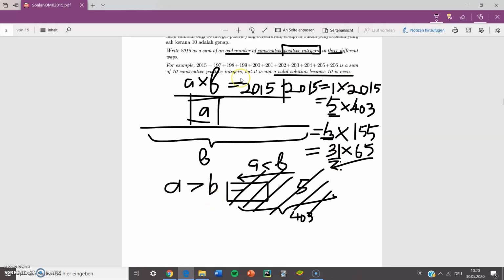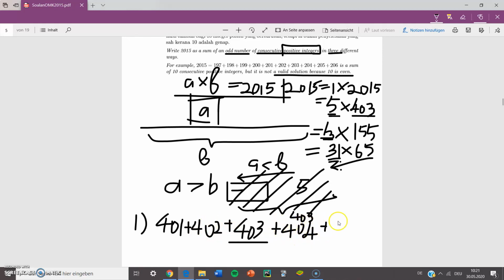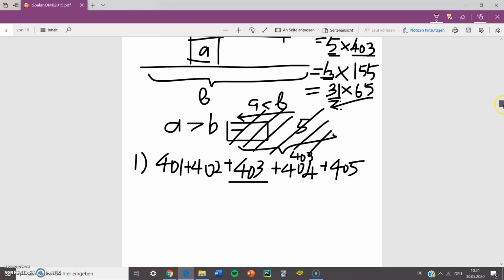So our first way of writing 2015 as a sum of an odd number of consecutive positive integers would be the middle number 403. So this is our first way: 401 plus 402 plus 403 plus 404, and then the last one, 405. Okay, this is our first way, done.